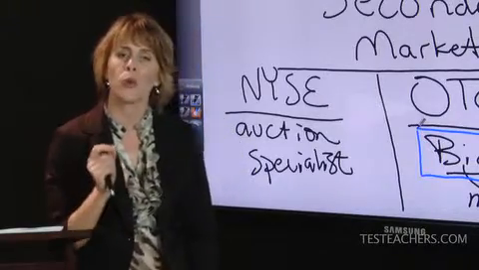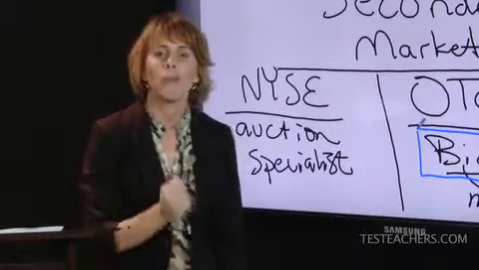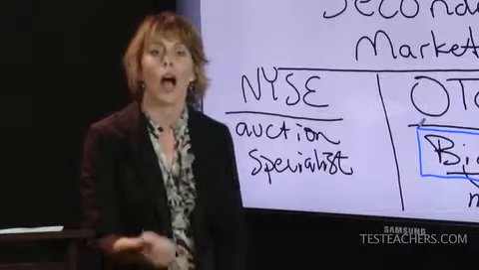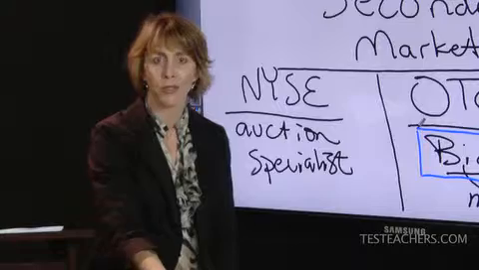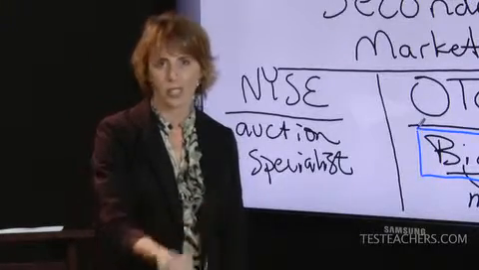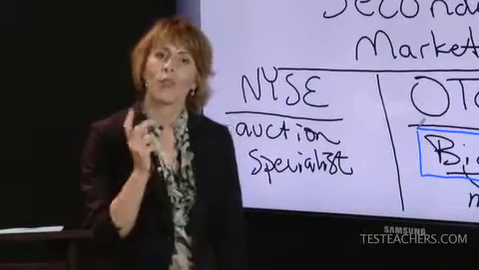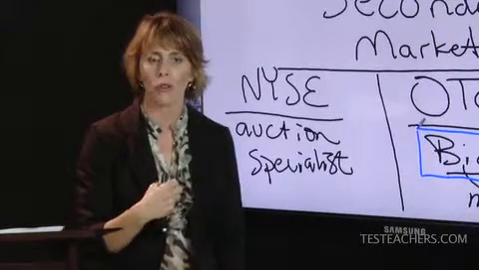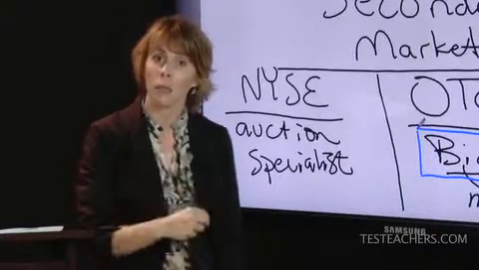But what happens when the broker-dealer is acting out of their own inventory and buying or selling to the customer is that they're going to charge the customer a markup if they're selling out of their own inventory. So the customer buys at the ask, the dealer's selling to the customer at the ask, plus a markup. If the broker-dealer is buying the stock from the customer for their own inventory, they're going to buy the stock at the bid minus a markdown.